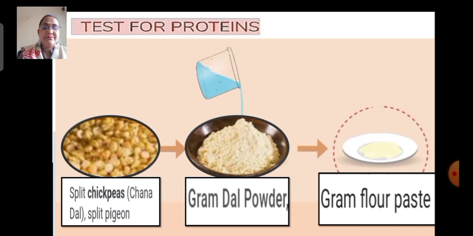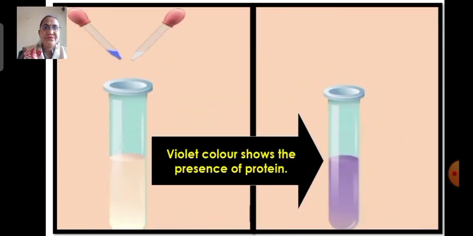Once we get the paste of the food, we will take a sample from it into a test tube. We will then add a few drops of copper sulfate solution and a few drops of caustic soda into the test tube. Check if there is a change in color. If not, add a few drops of copper sulfate solution and caustic soda solution again in it.